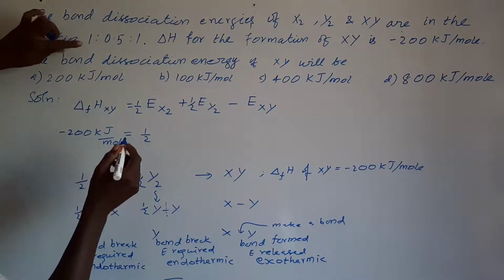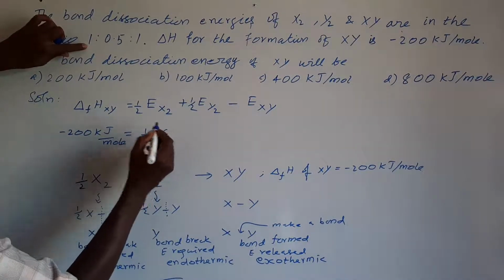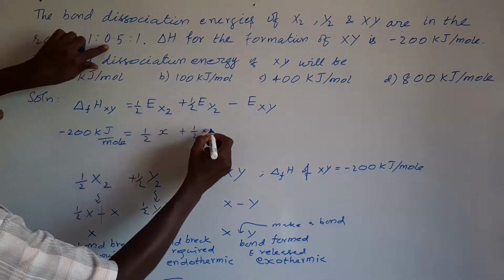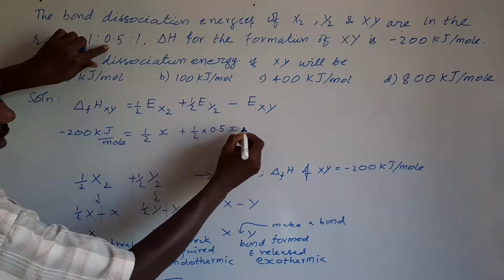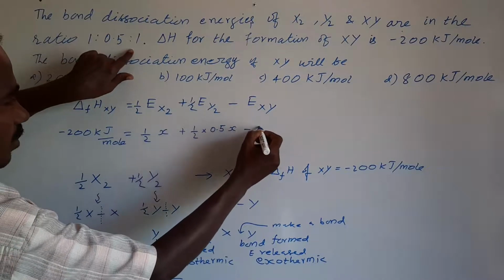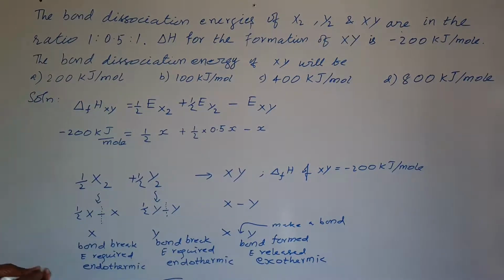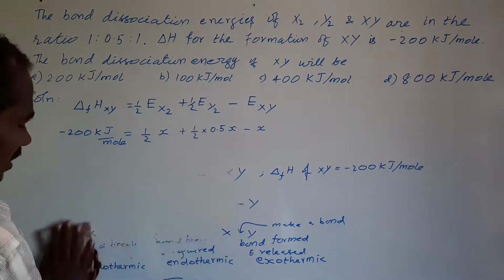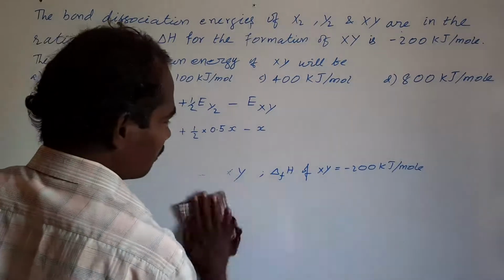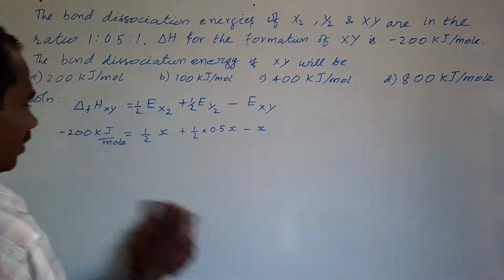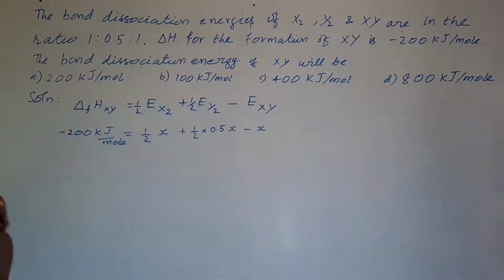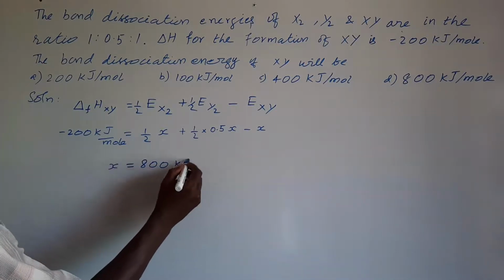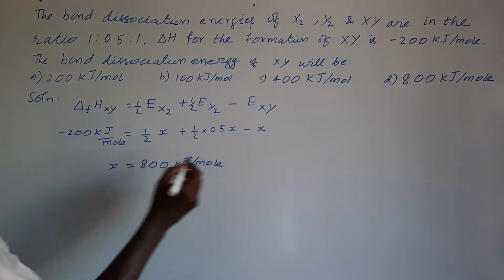So as per this ratio, we write the X2 bond energy as X, plus 1 by 2 into the bond energy of Y2, which is 0.5 X, minus the bond energy of XY, which is X. Now we have it in terms of X, where X is the bond energy. Simplifying, we get X equal to 800 kilojoule per mole.